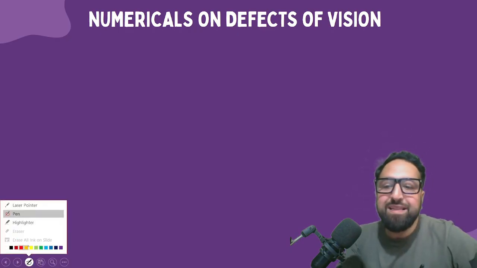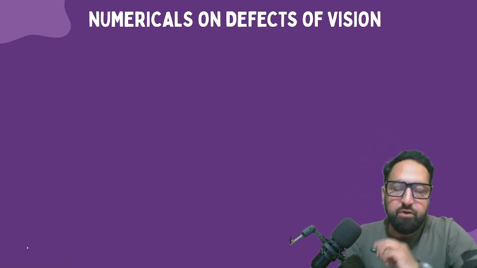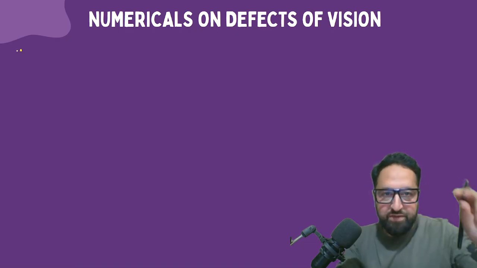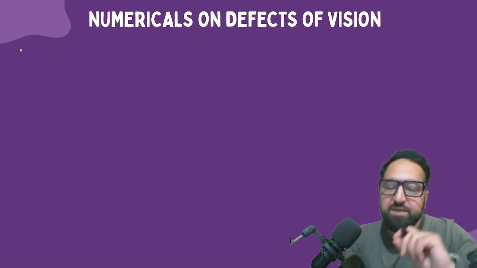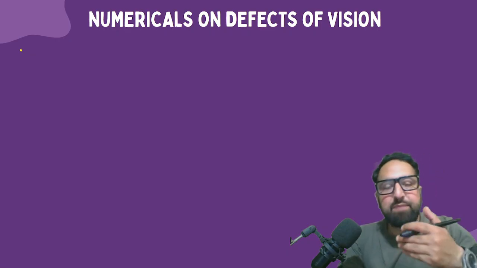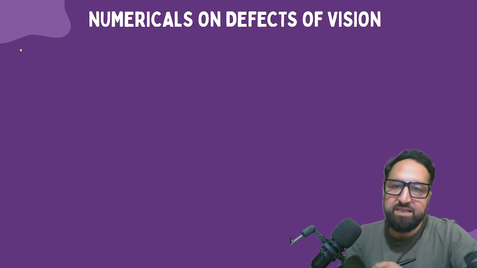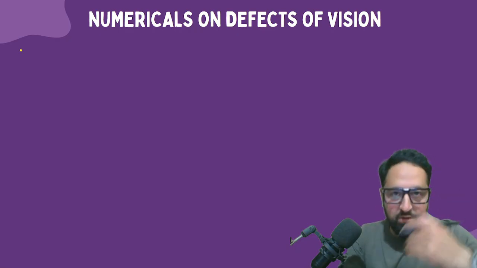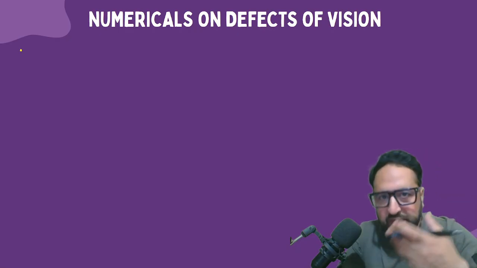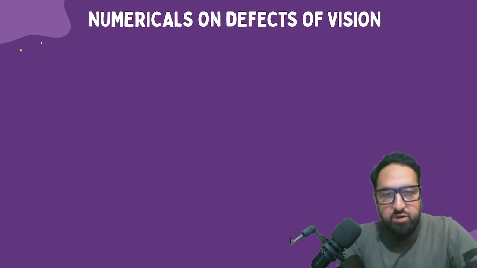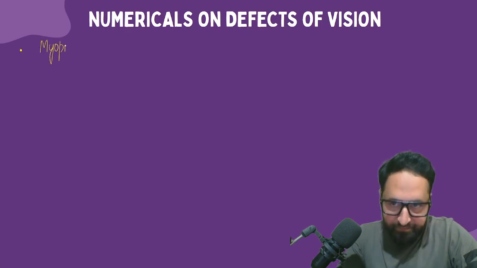What will be the steps you will follow? The first step: whenever the question is in front of you, first you will see what kind of defect this person is having. Sometimes it will be given in the question itself, and sometimes it won't be given. When it is not given, you will have to diagnose what kind of defect it is. For example, the defect we are talking about is myopia. So this is the first step.